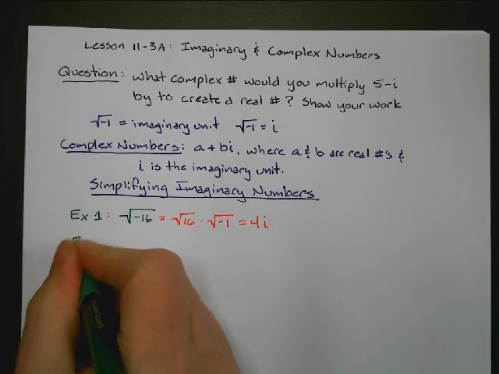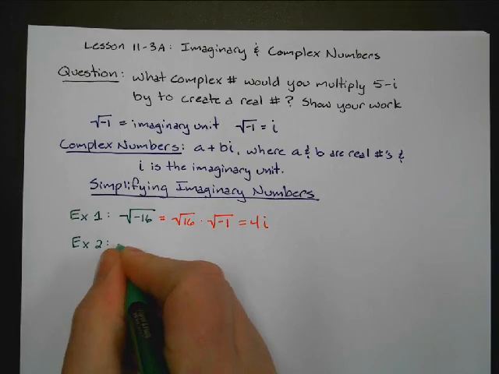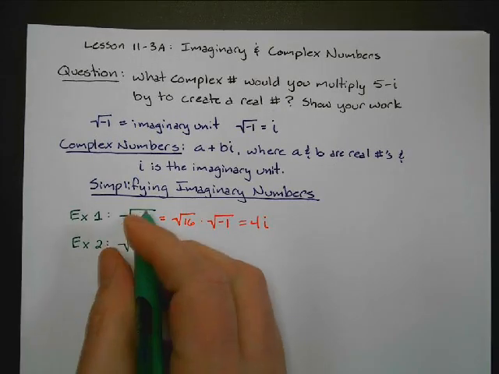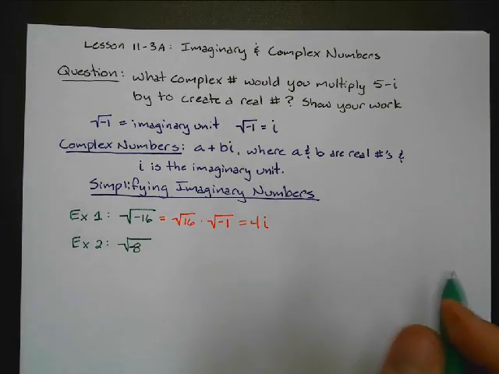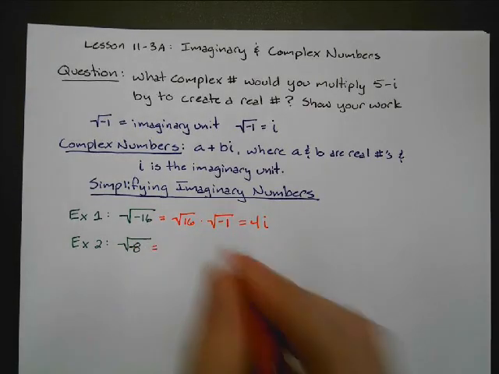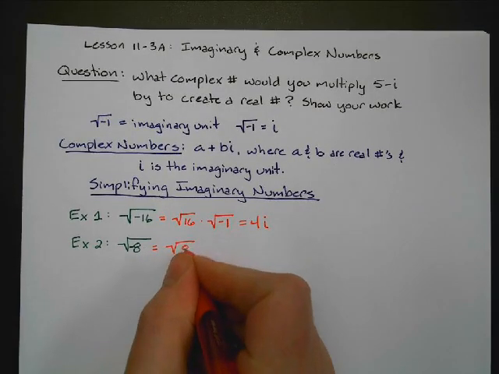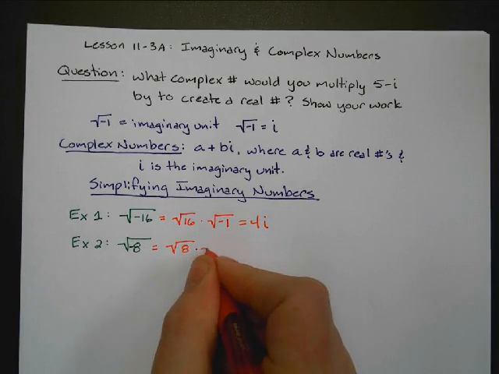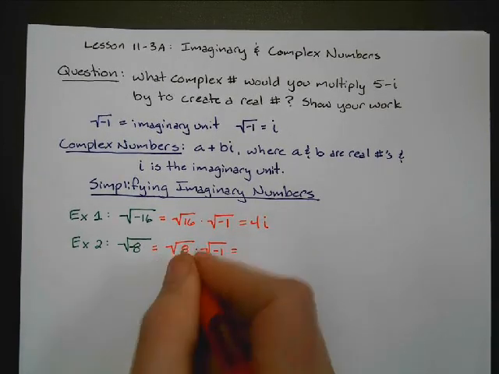Example 2. Let's take the square root of -8. Screwed that one up. All right, same deal. We're going to split it up into the real portion, square root of 8, and the imaginary portion of negative 1. So square root of 8, we know we can reduce this.